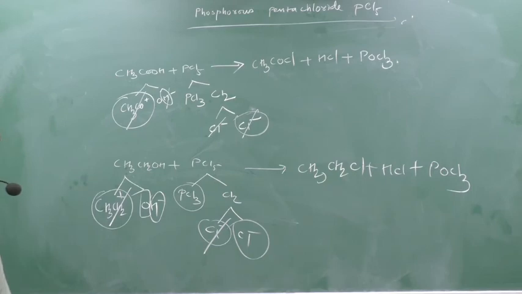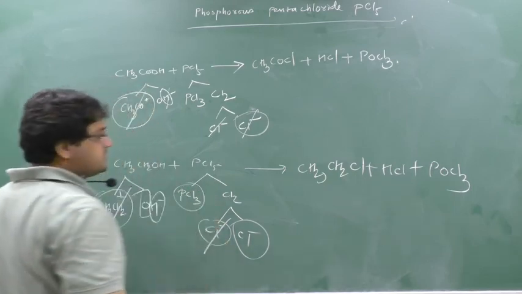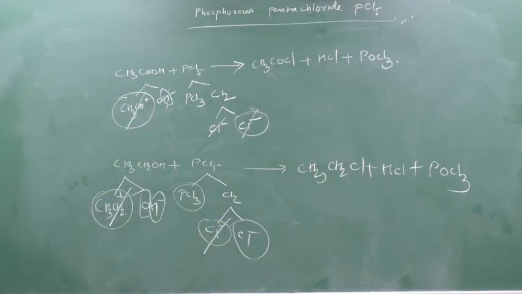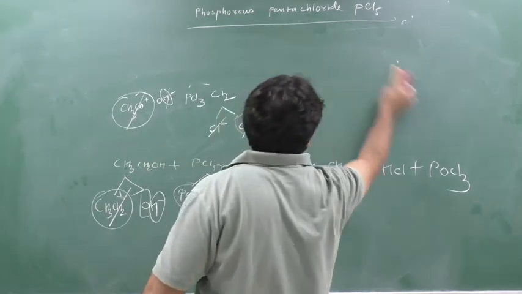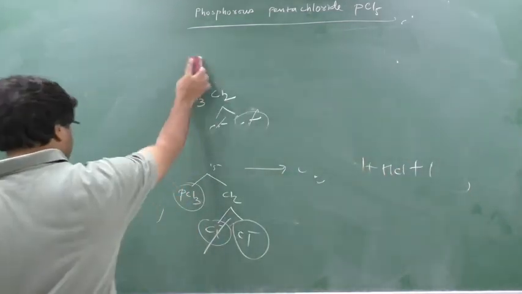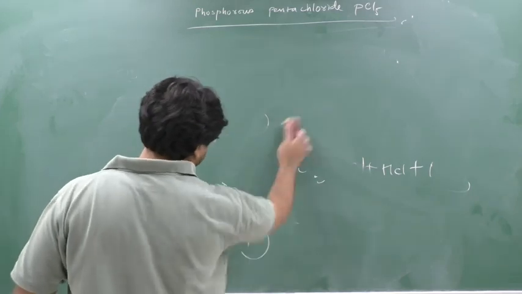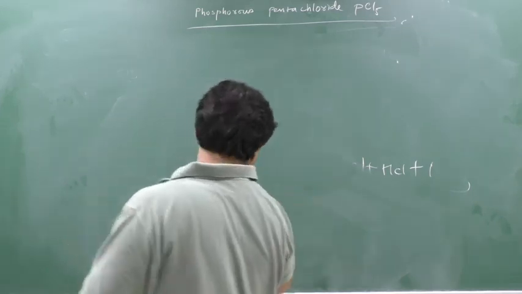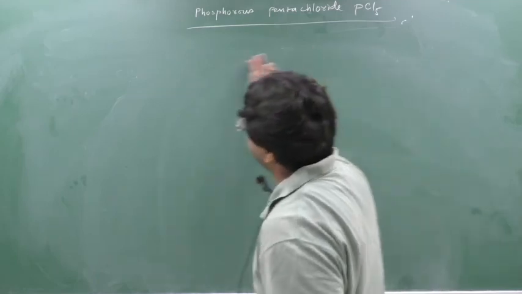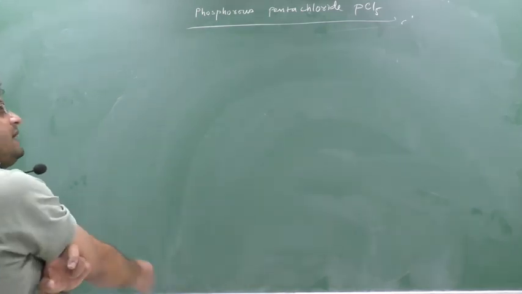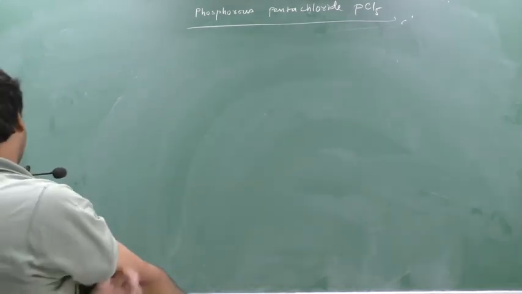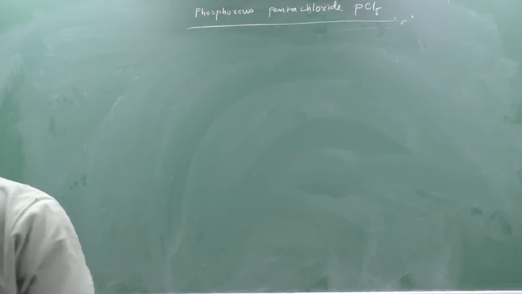Write down the last property of PCl5, take a screenshot, okay. PCl5 reacts with certain metals on heating. Write down: PCl5 will react with certain metals on heating and forms metal chloride and PCl3. Metal chloride and PCl3.